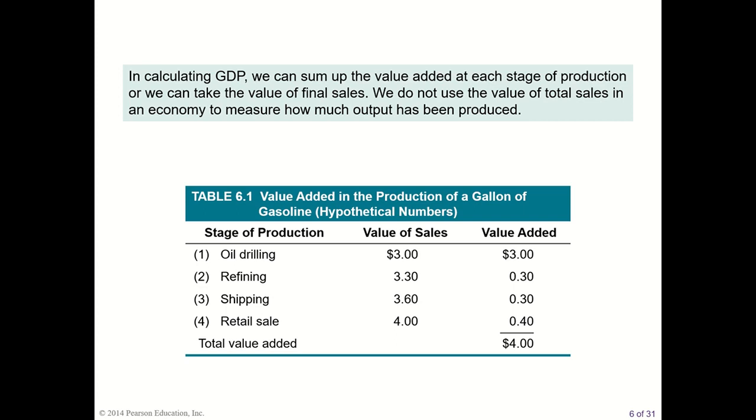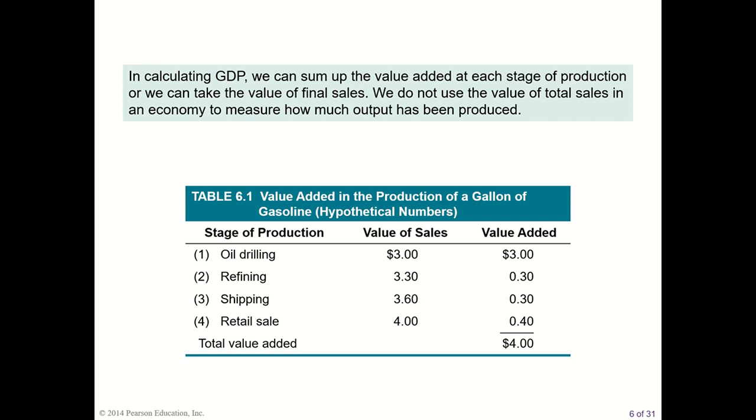So therefore, for the refining company, the value addition that they add to the GDP calculation is just 30 cents. Please take a moment to understand this value addition. Does it make sense? The driller adds $3, the refining company adds only 30 cents.